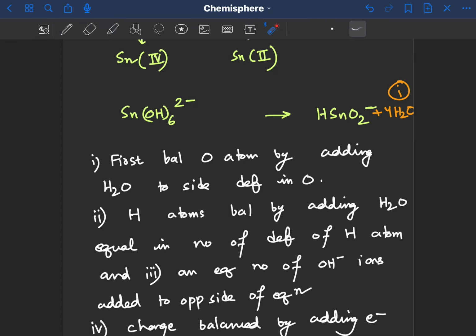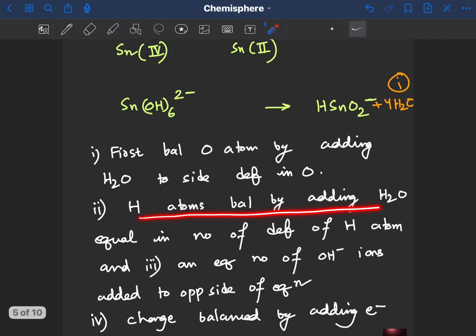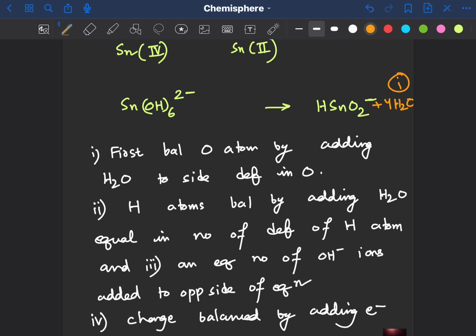Then H atoms are balanced by adding H2O, okay? So let us see where the deficiency of H is. Here we have how many H? 6H. Here we have how many H? 8 plus 1, so 9H.